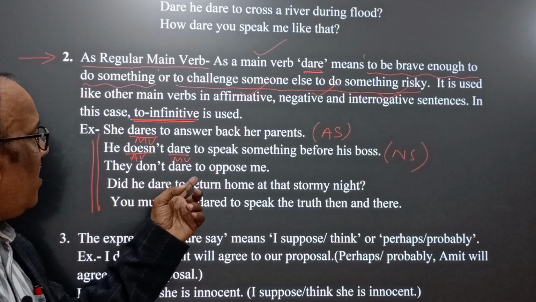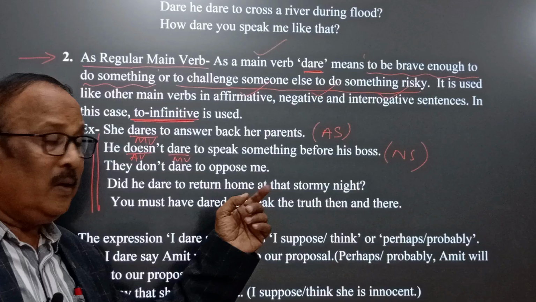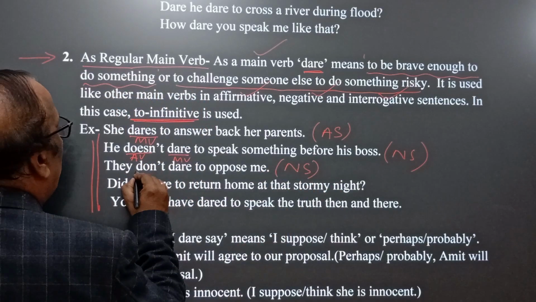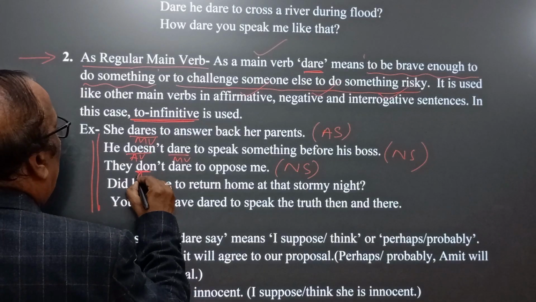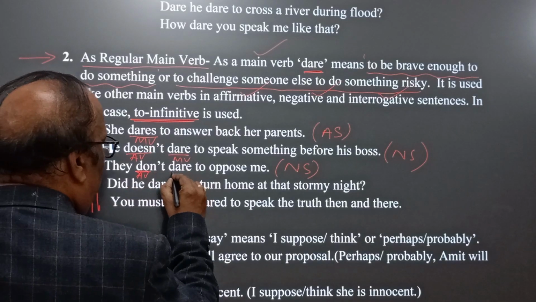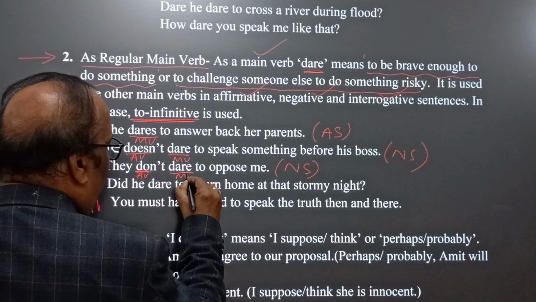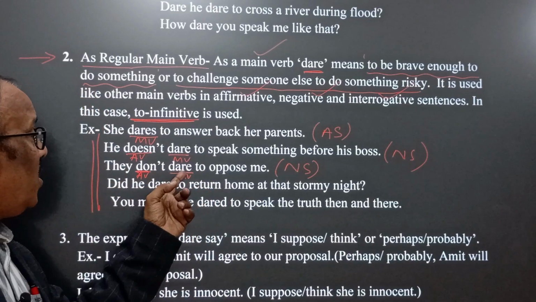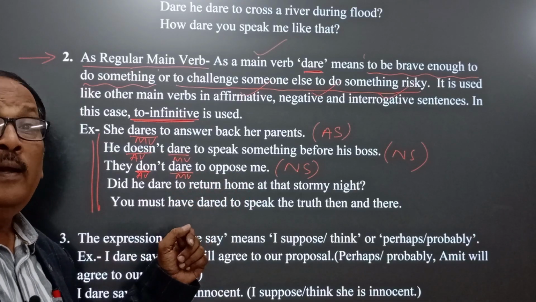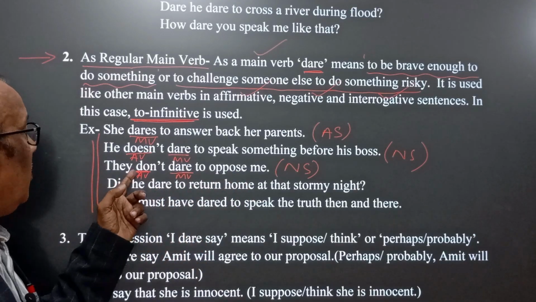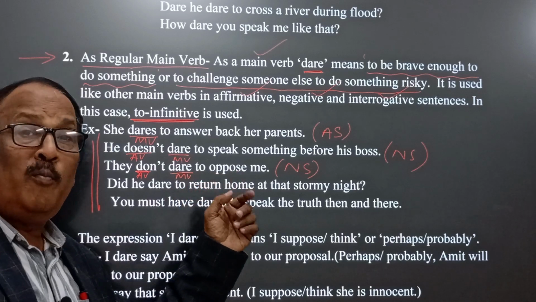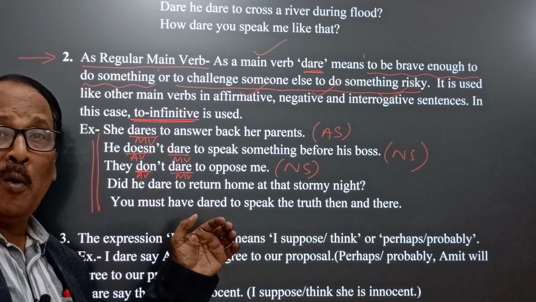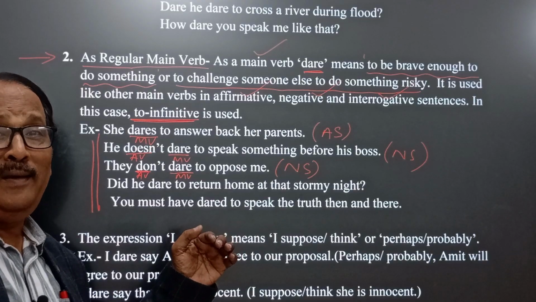They don't dare to oppose me. Remember, this is also negative sentence. Do is here the auxiliary verb and dare is the main verb. It is in simple present. They don't dare to oppose me. It means they don't challenge to oppose me. In other words, they are not brave enough to oppose me.